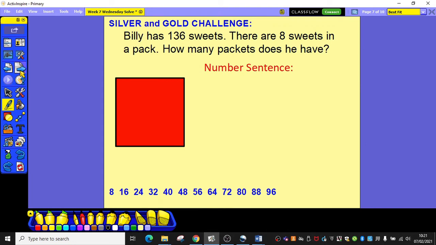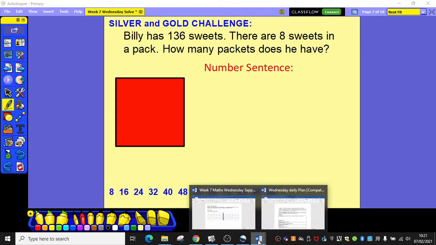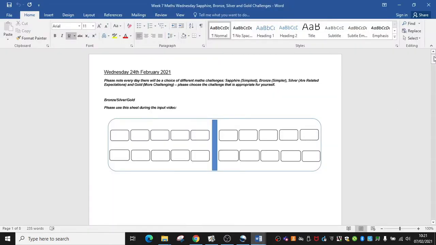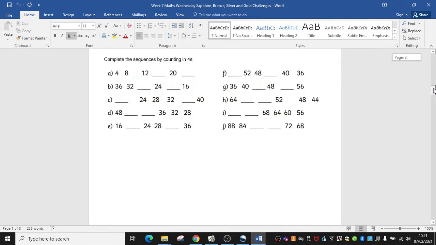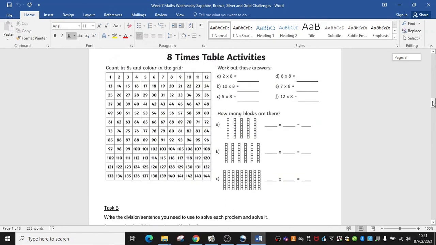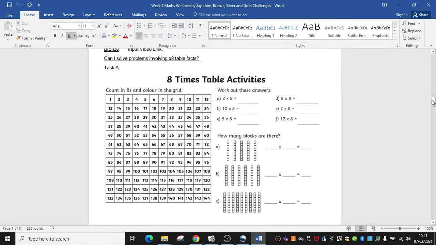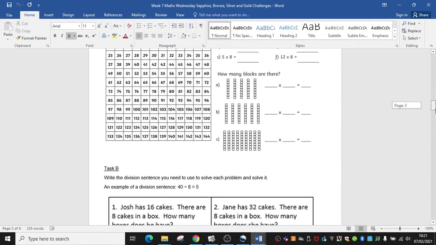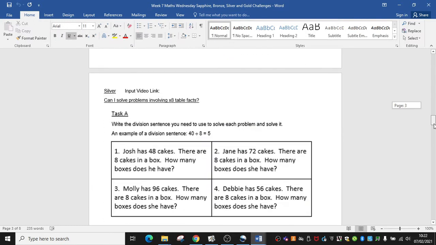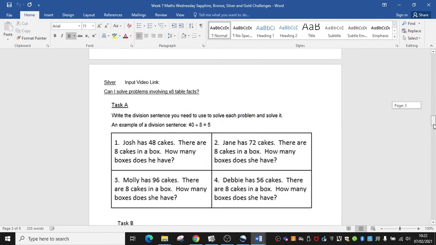So if you're not so confident with your 8 times table, then you need to start, please, the bronze challenge now. And you can practice using the grid first of all, colouring the multiples of 8, and then working through these problems before solving some problems underneath. And you might want to have a go at silver A as well.